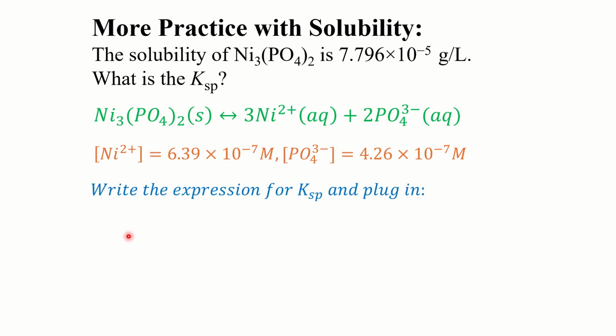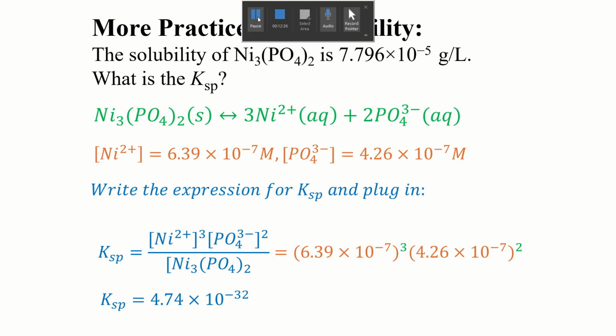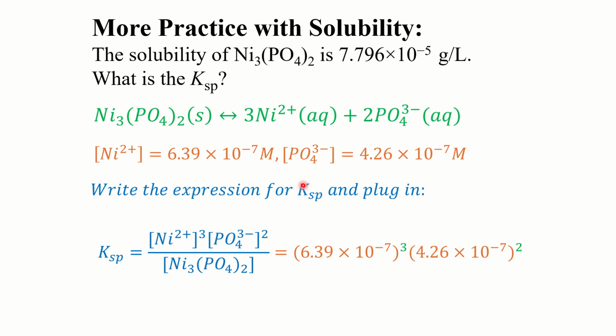Finally, what we can do here is write the expression for Ksp and plug these values in. Sorry about that, there should be a line on the bottom here. The solid gets excluded, so there should be a little line right here. Okay, I've got that fixed.